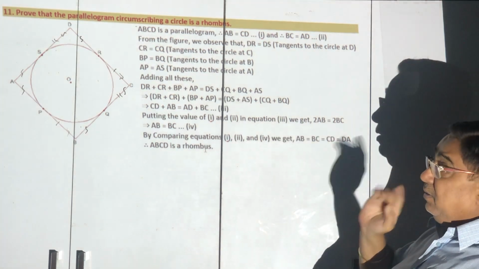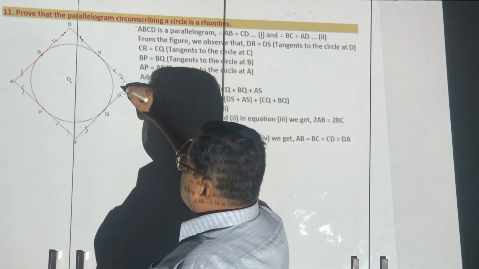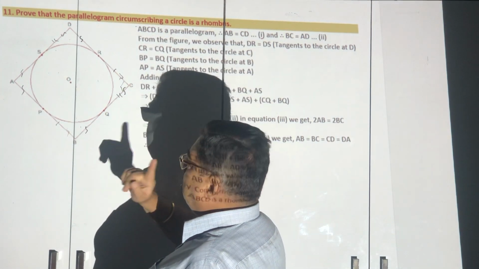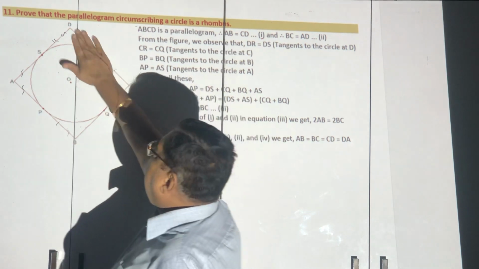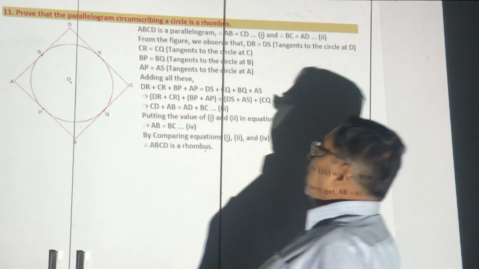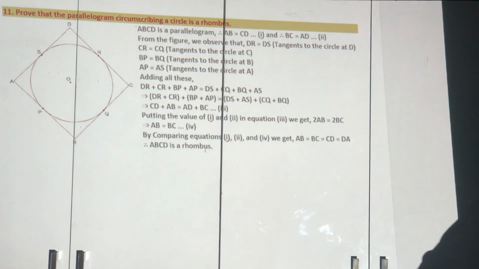All are equal, it is a rhombus. We have not proved this is 90 degrees, so we can't call it a square. All 4 sides are congruent, it is a rhombus. Till the angle is proved to be 90, we cannot prove it, and they will not ask us to prove it also. So we can't do more proof than what is asked. Okay, so that's why it is a rhombus.